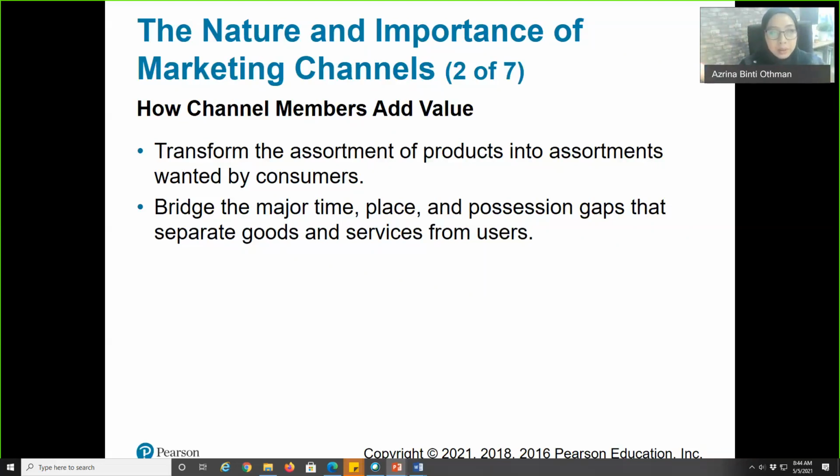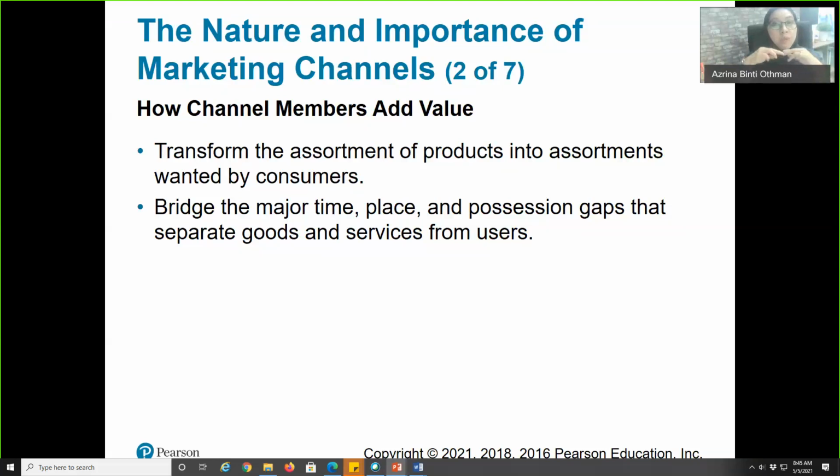Itu maksudnya. So you need to transform the product to your customer as what they wanted. Okay, so the bridge, the jambatan, the link is, okay, how we want to hubungkan dia, how to link it. Okay, this is how we add the value between one member to another member. So time, place, and we need to look at the gaps that separate the goods and services from user. For example, like the procedures, the standard operating procedures, itu juga antara values yang kita boleh masukkan.